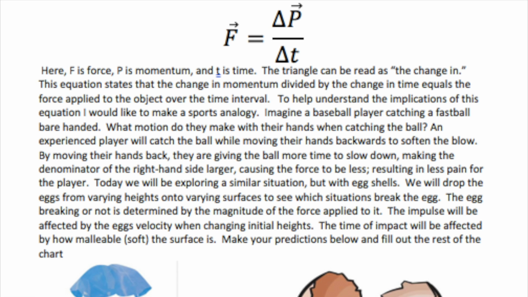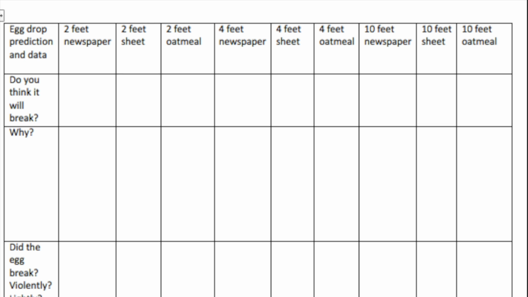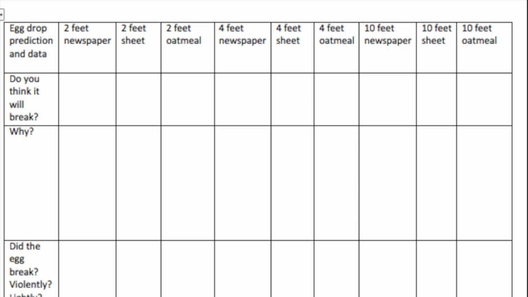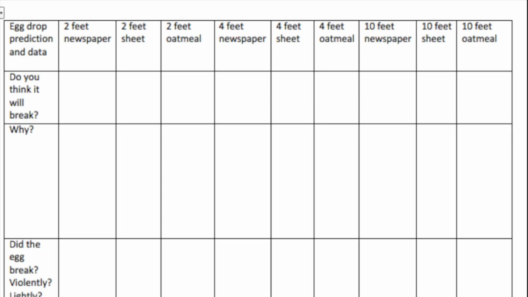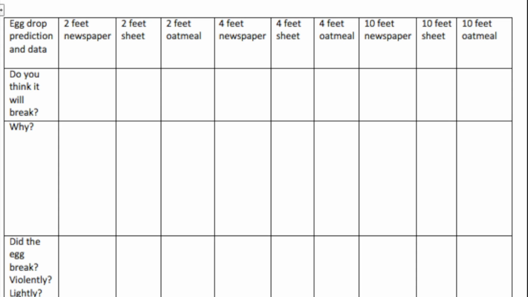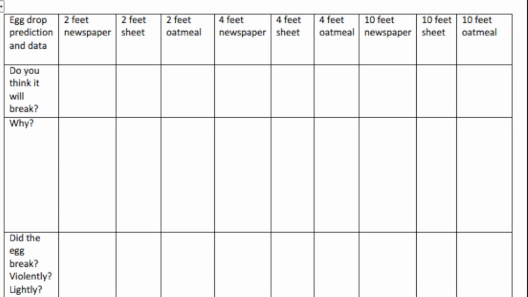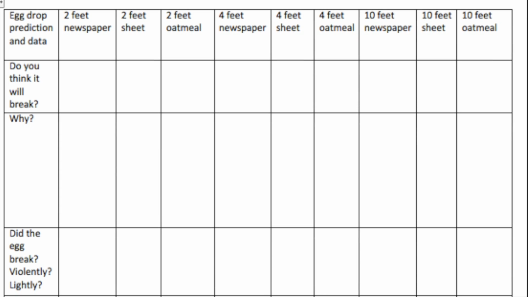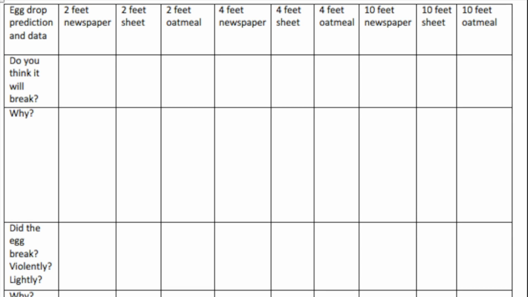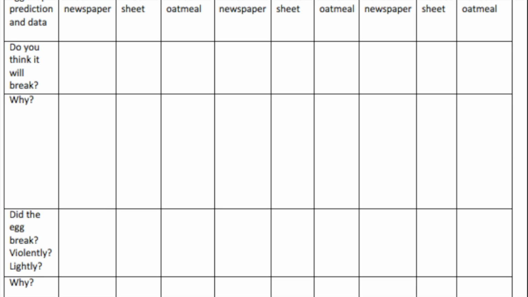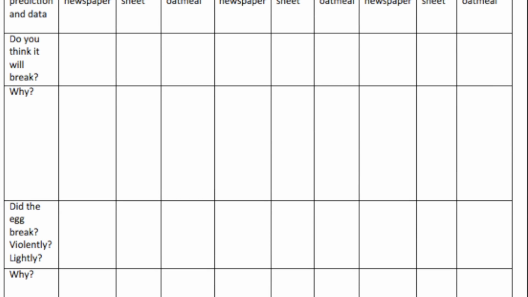So then I have a chart on the following slide that I'll show you right now. The following slide is where the data collection is going to be taking place. I'm doing 9 different trials, 3 different heights of 2 feet, 4 feet, and 10 feet, and 3 different surfaces. I'm doing this on my deck outside, so it's pretty much a hard floor. And then I'm using a thin newspaper, so it's pretty much just a hard floor. A folded bed sheet, which I folded a couple times, so it's a little thick, and a bowl of uncooked oatmeal.